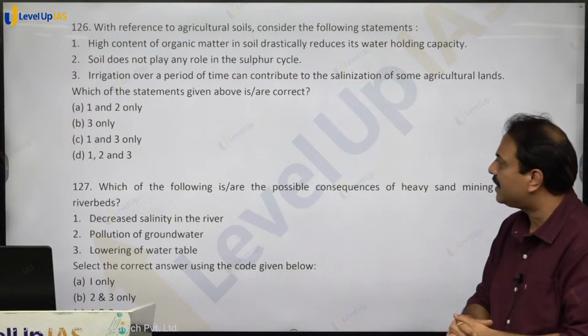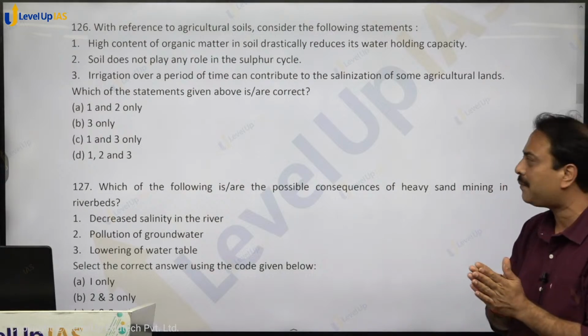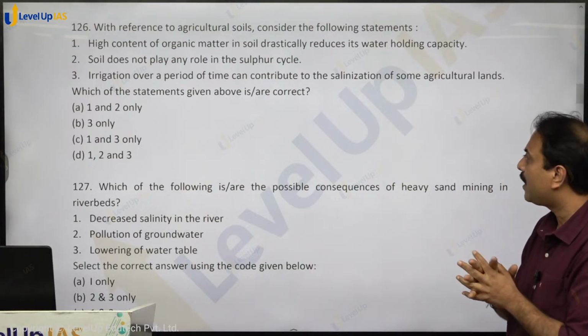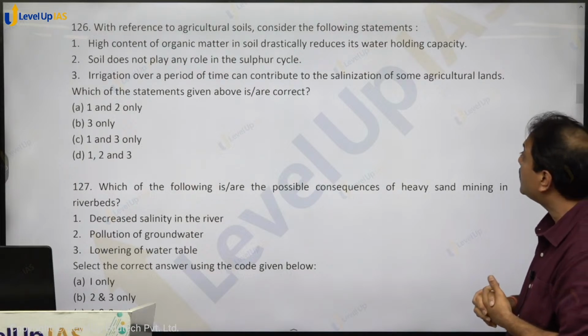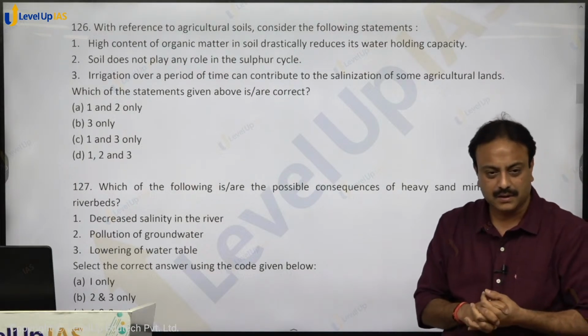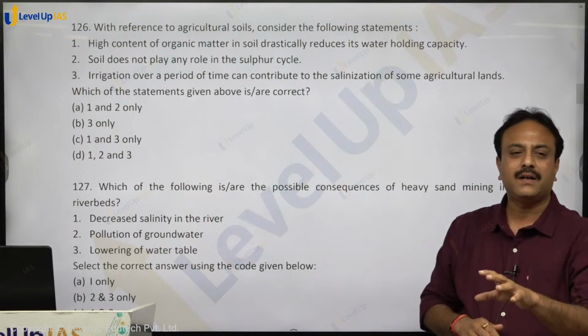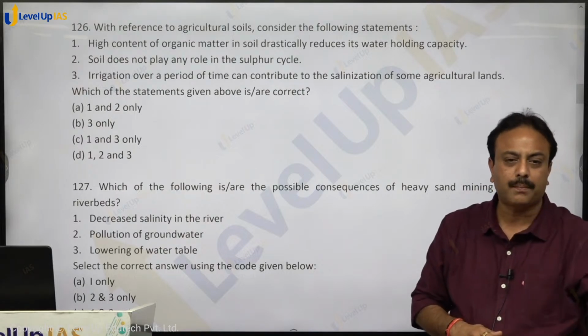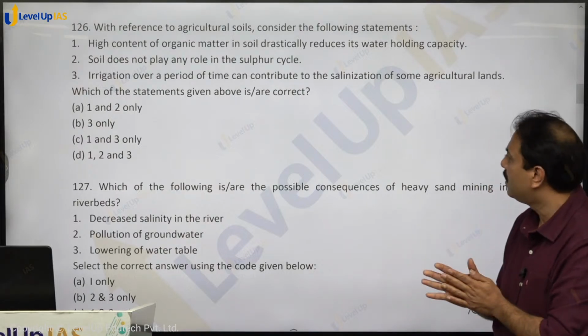With reference to the agricultural soils, consider the following statements. High content of organic matter in soil drastically reduces its water holding capacity. Organic matter will be added, water holding capacity will shoot up. It will not be reduced. So it is a wrong one.